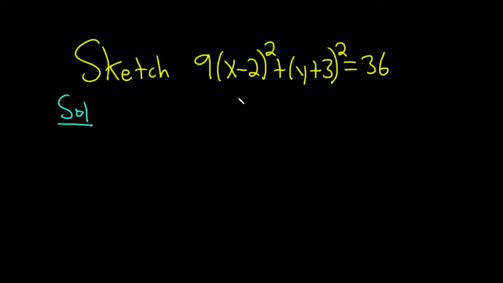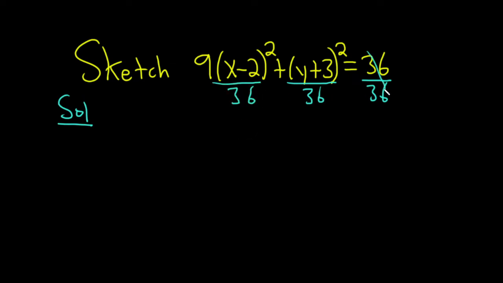Now, in the equation of an ellipse, we have a 1 over here. And you'll notice there's a 9 here, but there's not a 9 here. So I don't think it's going to be a circle. So let's go ahead and start by dividing by 36 so that it matches the form of the equation of an ellipse.